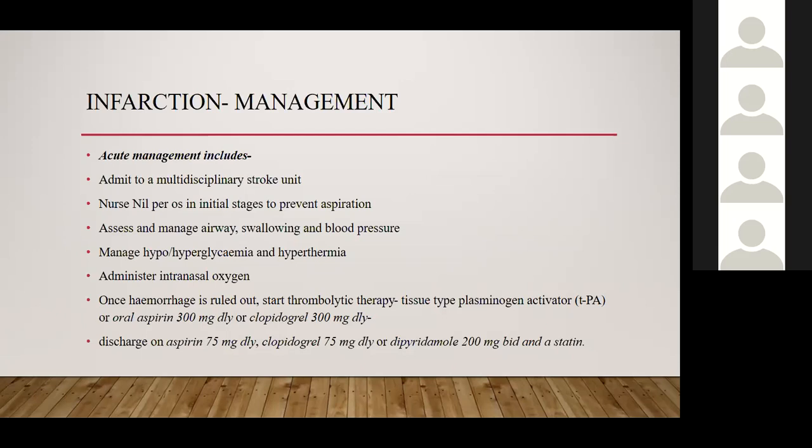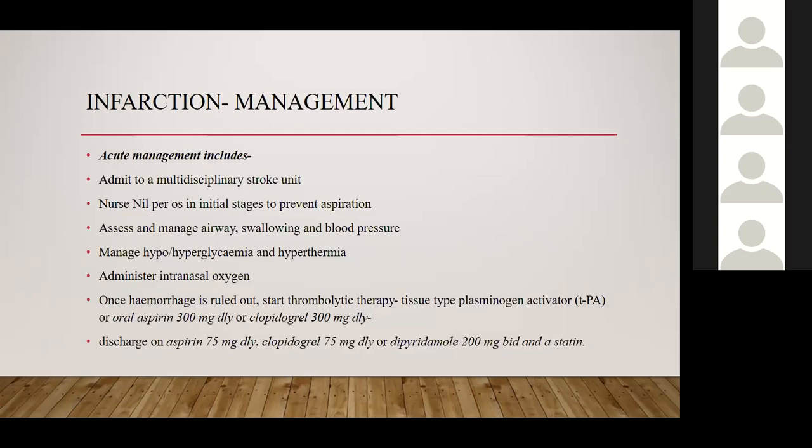Once you've done a head CT scan and you are sure that there's no bleed, this is purely an infarction, you need to put the patient on oral aspirin or clopidogrel. Sometimes you can do a combination of aspirin and clopidogrel, okay? You can also go ahead and start what we call a thrombolytic therapy, where we give a tissue plasminogen activator just to break down the clot that has formed, okay? So usually that's what you do for your patient.